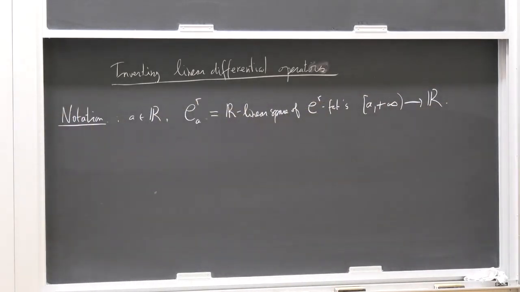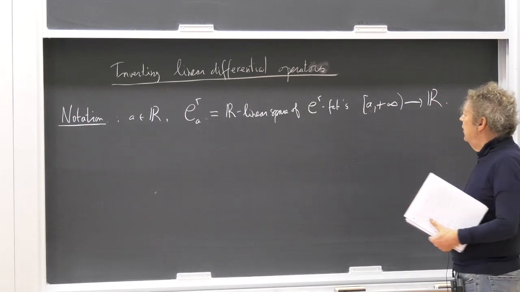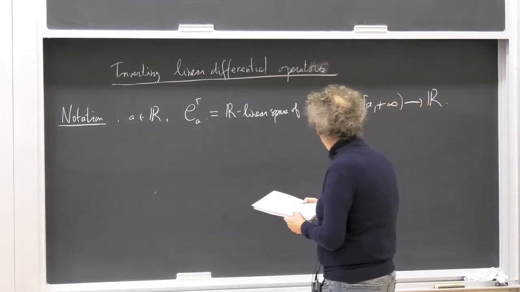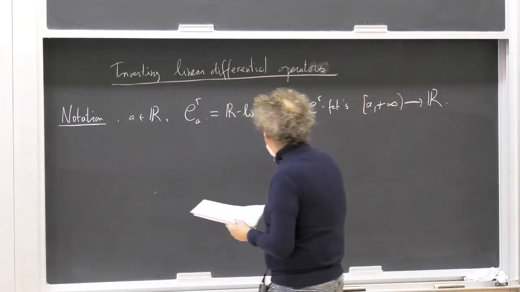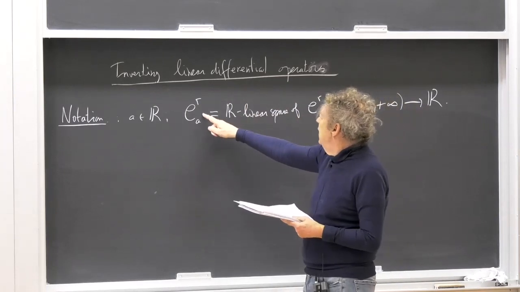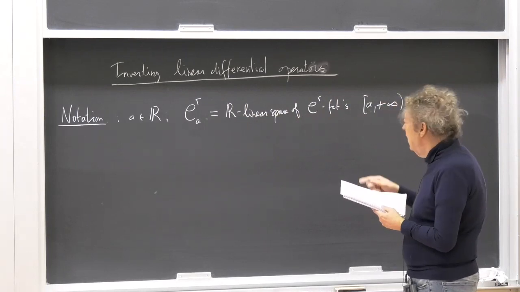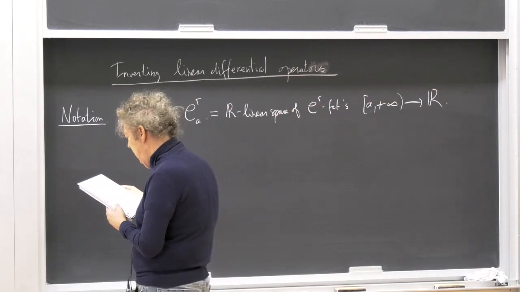Right. So there are technical reasons for wanting to include this a here. Right, because we want to make this into a Banach space, well, once we restrict to bounded functions sufficiently.